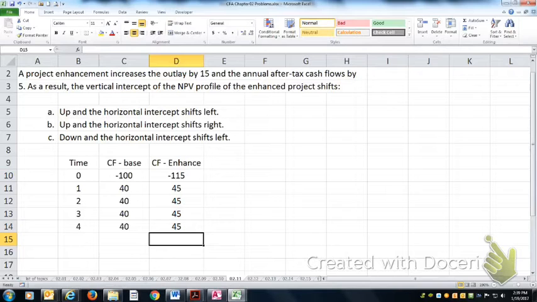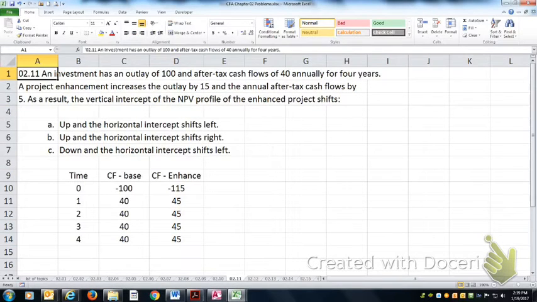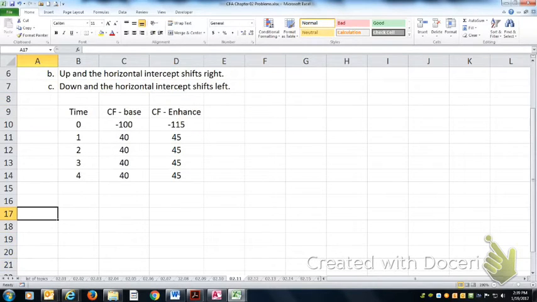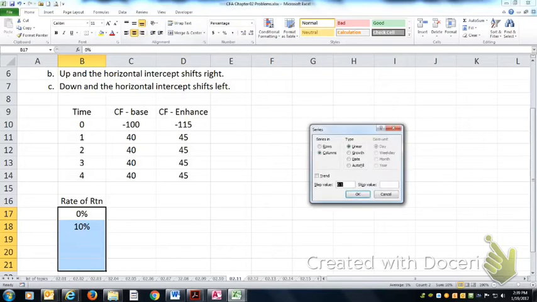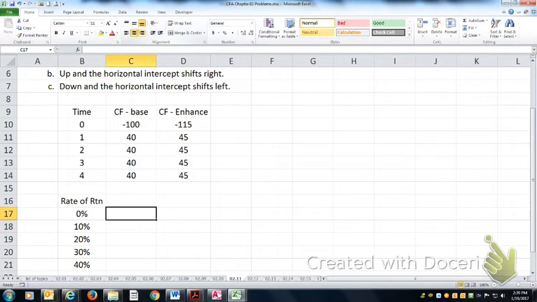So now that we have these numbers, I can construct a NPV profile for both the base case and the enhanced case. Now, how you construct an NPV profile is pick some interest rates from 0 up to however high you want to go. And then you graph them, okay?